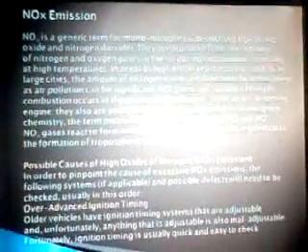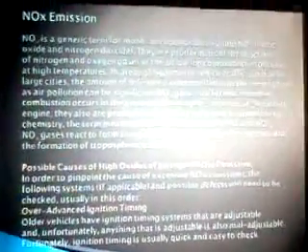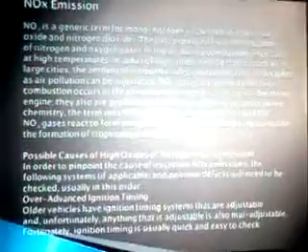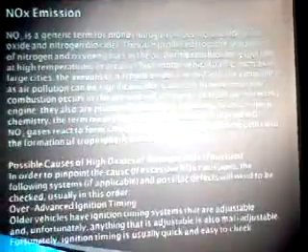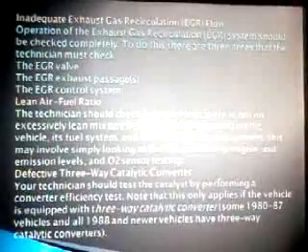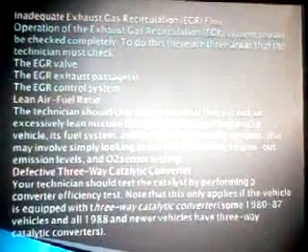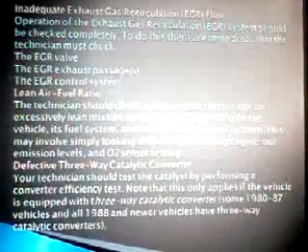NOx emission. Possible causes of high oxides of nitrogen emission. In order to pinpoint the cause of excessive NOx emission, the following systems and possible defects will need to be checked, usually in this order: over-advanced ignition timing, inadequate exhaust gas recirculation flow, lean air-fuel ratio, defective three-way catalytic converter. All these factors are causes of NOx formation.